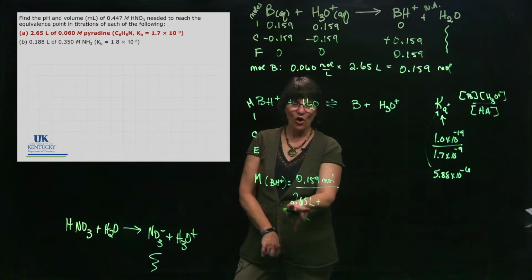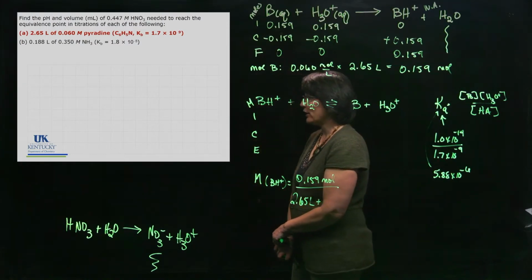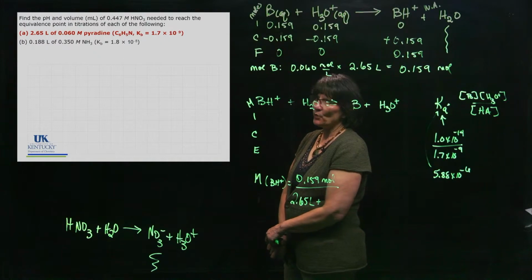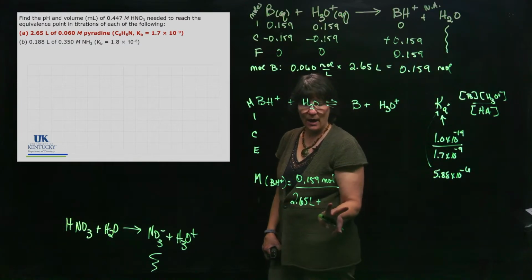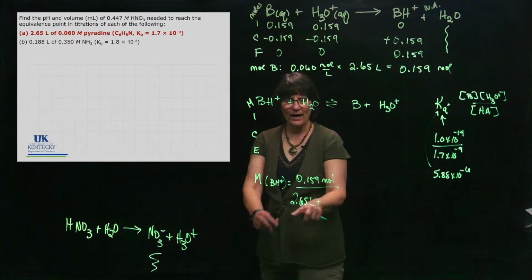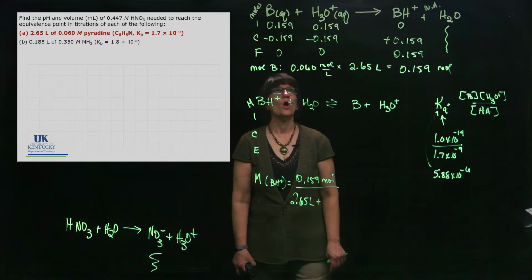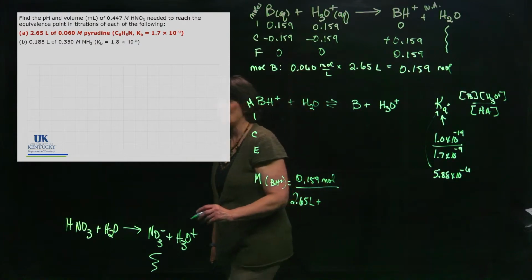Well, it's not the same volume unless their molarities were the same. Are their molarities the same? Pyridine is 0.060, HNO3 is 0.447. Their molarities are not the same. So how am I going to get the volume of the acid so I know total volume? Well, this is a little subroutine I'm going to have to do, and I'll do that subroutine right over here.